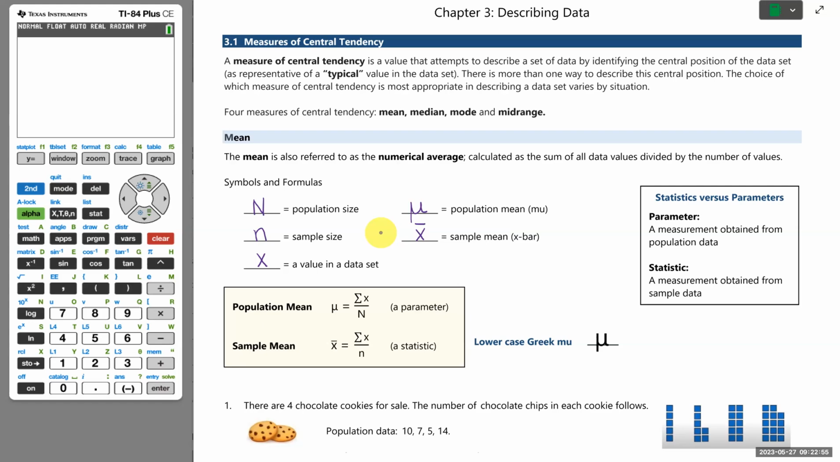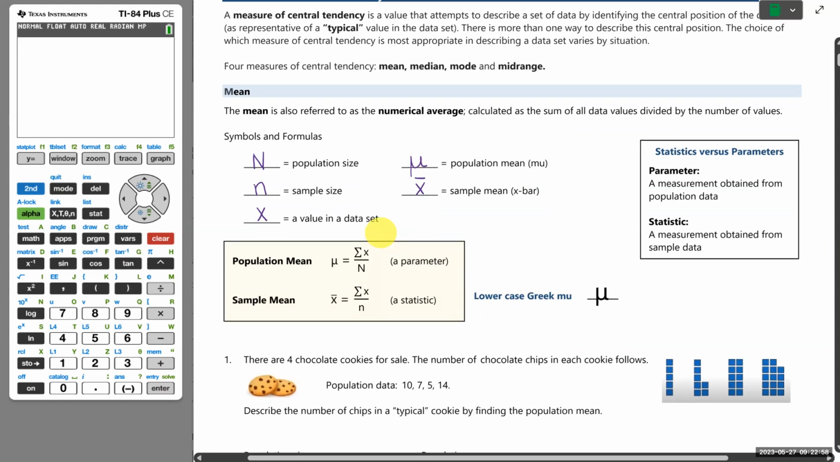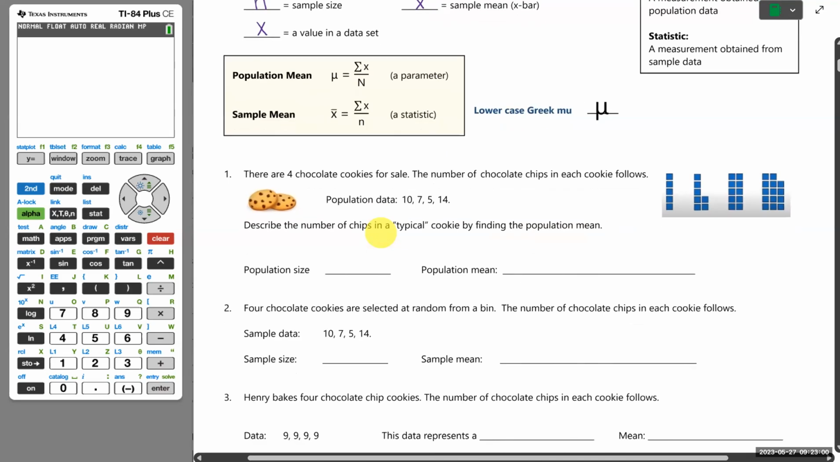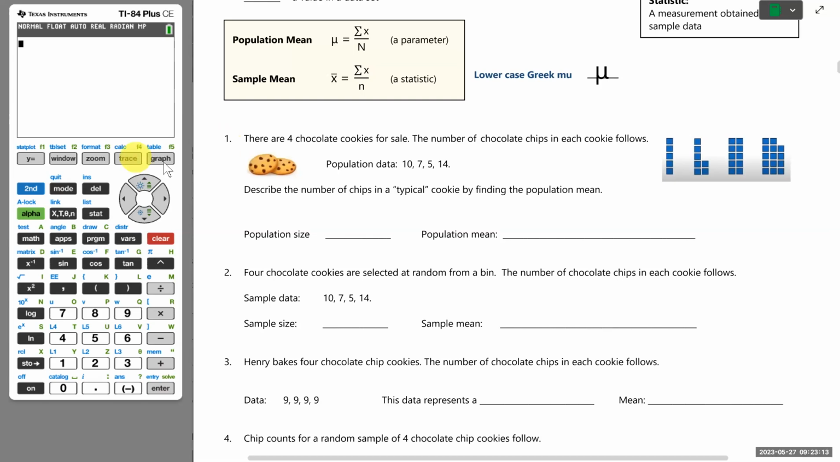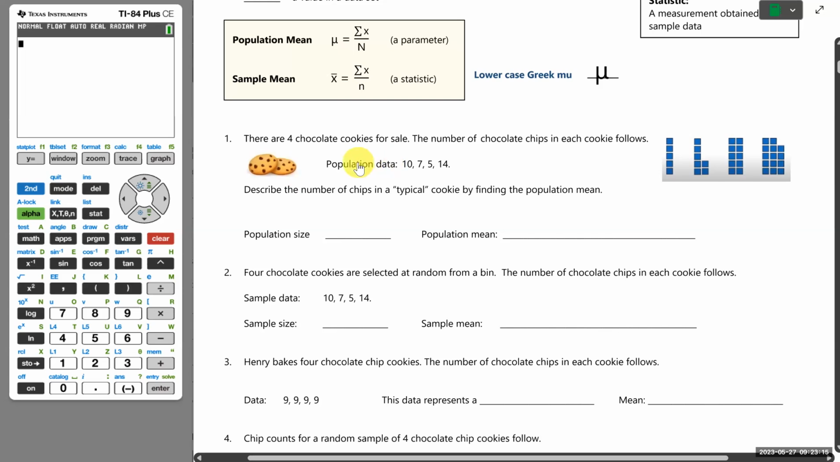Okay, so let's step through some examples where we find our population or sample mean, and then we'll talk about these formulas. All right, so number 1, I have 4 chocolate chip cookies for sale, and the number of chocolate chips in each cookie follows. All right, so they didn't mention taking a sample, so it's just the 4 cookies that are for sale. So we're assuming those are all the cookies for sale. So population data. So I have a cookie with 10 chocolate chips, one with 7 chocolate chips, one with 5 chocolate chips, and one with 14 chocolate chips.